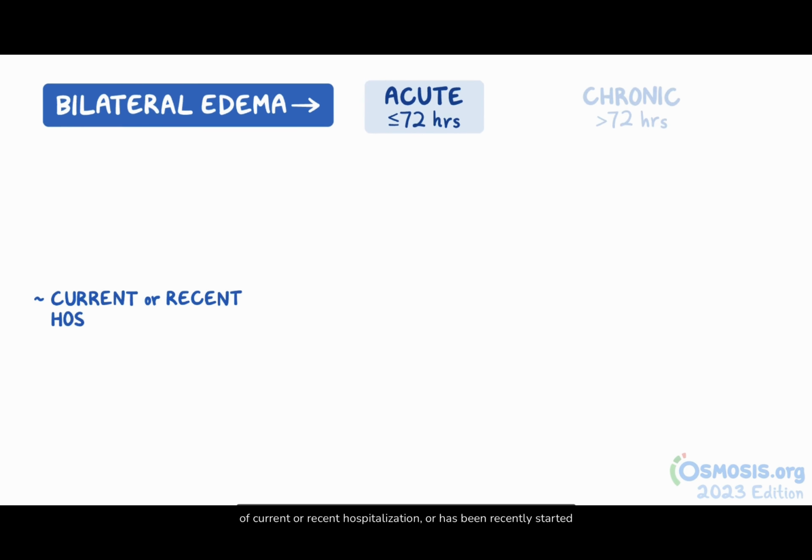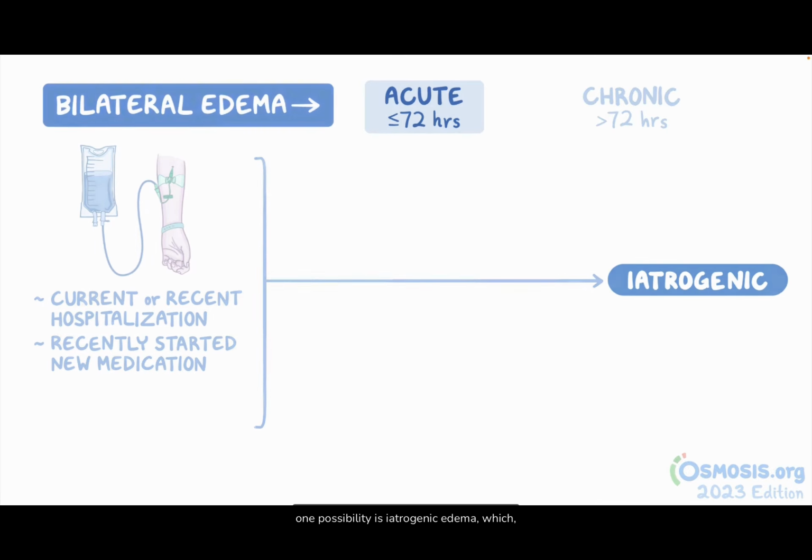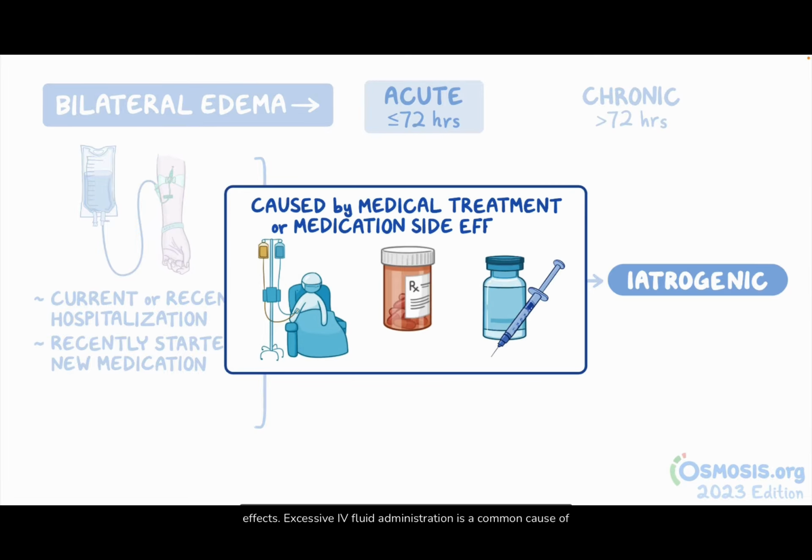If your patient has a history of current or recent hospitalization, or has been recently started on a new medication and has symmetric lower limb edema on exam without other specific findings, one possibility is iatrogenic edema, which by definition is caused by medical treatment or medication side effects.